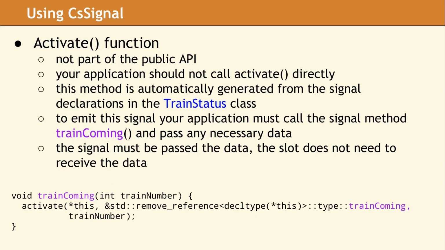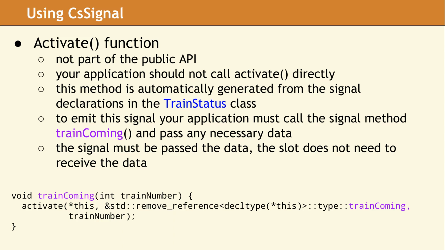The activate function is not part of the public API in CsSignal. It is an internal method that takes care of invoking slots when signals are emitted. You will never call activate directly. It is called from the signal method, which is generated from a signal declaration. We're showing an example signal method here. This is what will be generated in your class for the train coming signal.